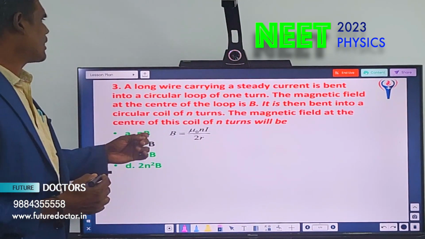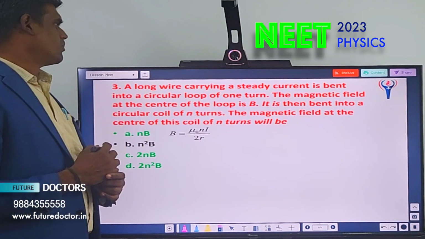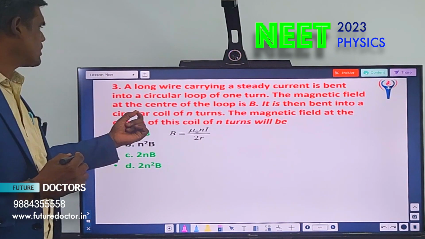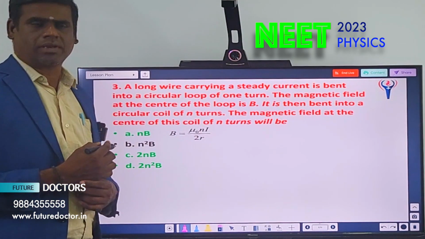Next, let's move to question number 3. A long wire carrying a steady current is bent into a circular loop of 1 turn. The magnetic field at the center of the loop is B. It is then bent into a circular coil of N turns. The magnetic field at the center of the coil of N turns will be dash.